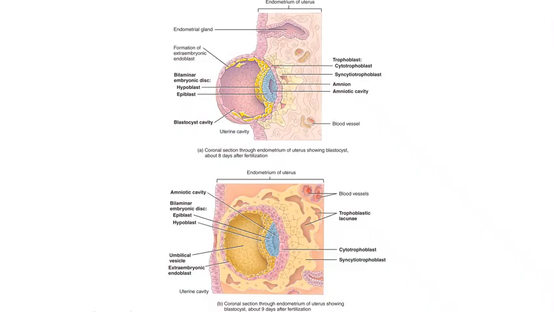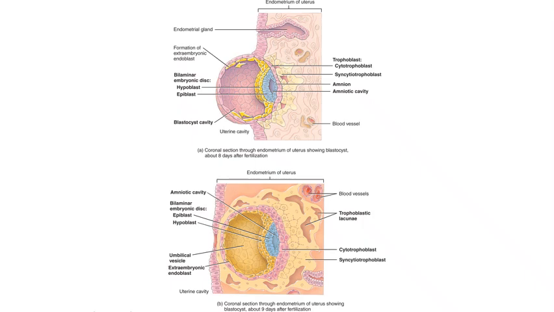undergo further growth. Now, during implantation, the syncytiotrophoblast secretes enzymes that enable the blastocyst to penetrate the uterine lining by digesting and liquefying the endometrial cells. Eventually, the blastocyst becomes buried in the endometrium and the inner one-third of the myometrium.